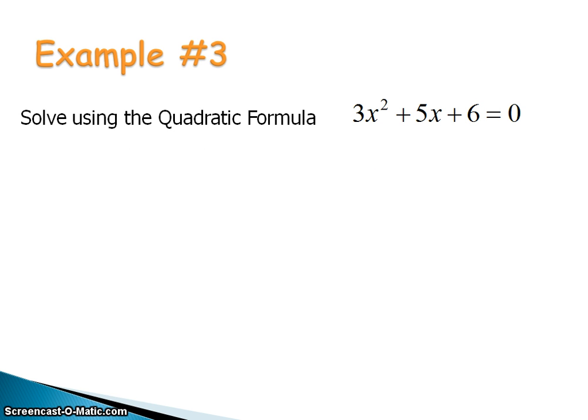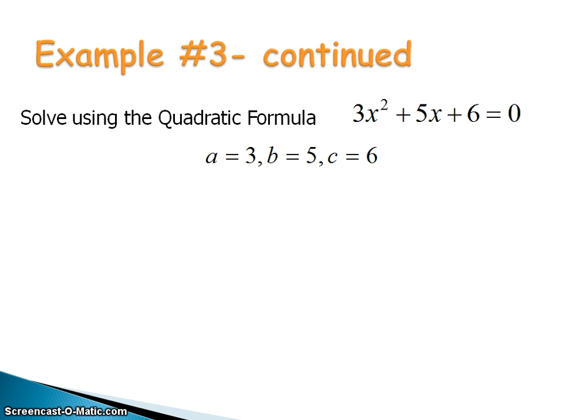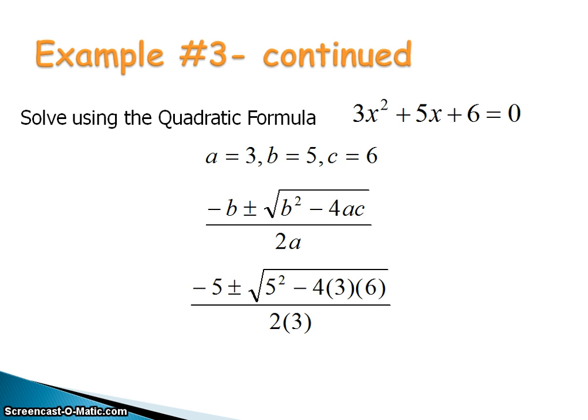Now let's look at a third example. We have 3x squared plus 5x plus 6 is equal to 0. So we're going to identify a, b, and c. When you're solving using the quadratic formula, I want you to write out a is equal, b is equal, and c is equal. In this case, a is 3, b is 5, and c is 6. So here's my quadratic formula, and I'm going to substitute in a, b, and c appropriately. Next, I'm going to reduce what's under the radical and reduce that fraction if I can. In this case, it's completely simplified.